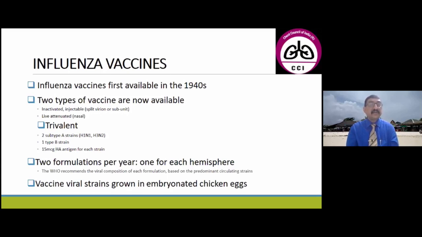One type B strain, two formulations per year, one for each hemisphere, because this is a little complicated. Influenza vaccination is completely complicated. You have to have a formulation as per the northern hemisphere and as per the southern hemisphere. Vaccine viral strains are grown in embryonated chicken eggs.